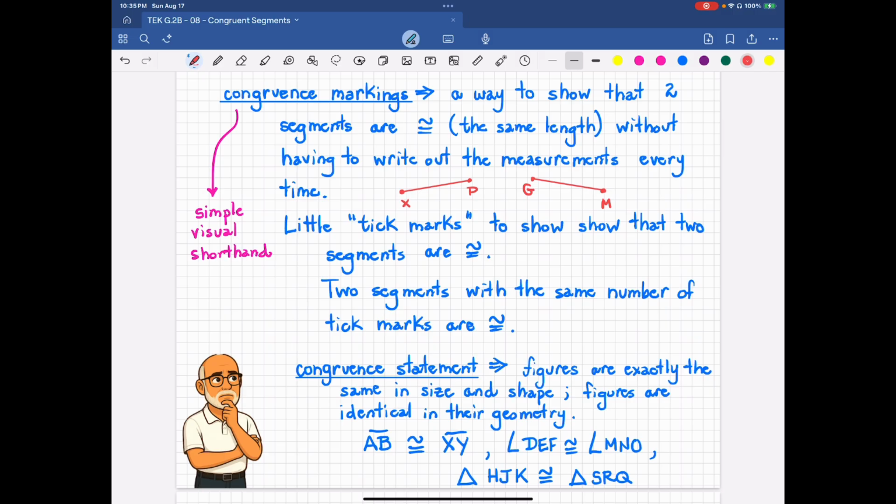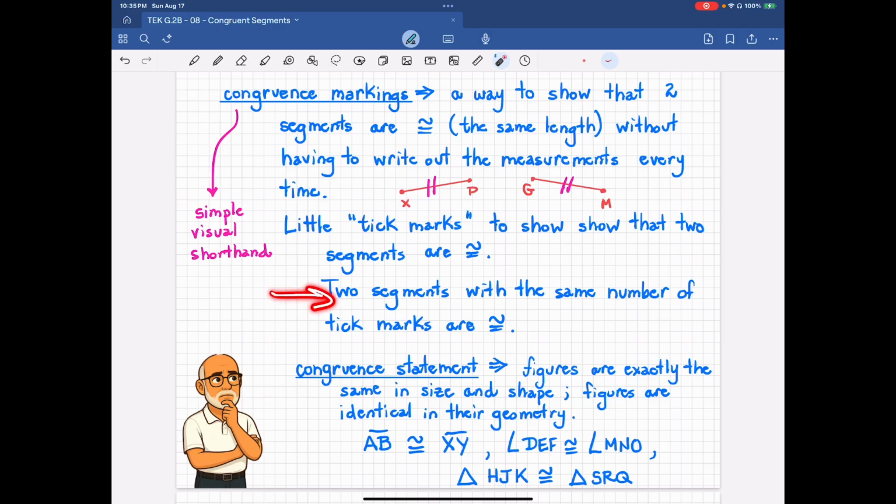and I know that these two are congruent, all I have to do is put these little tick marks on the segments that are congruent and match, and that visually tells you that these two segments are congruent. They have the same shape and the same size. They're little tick marks to show that two segments are congruent.